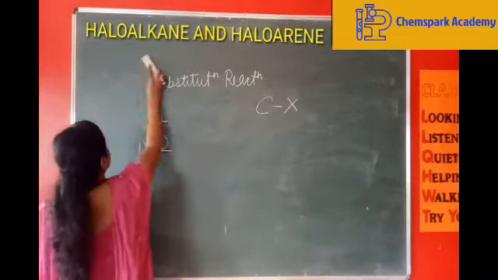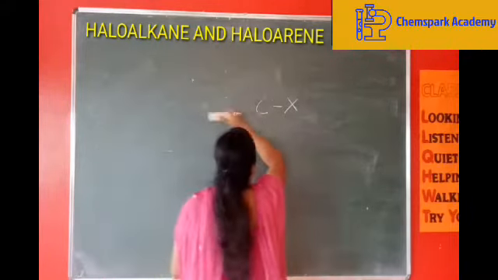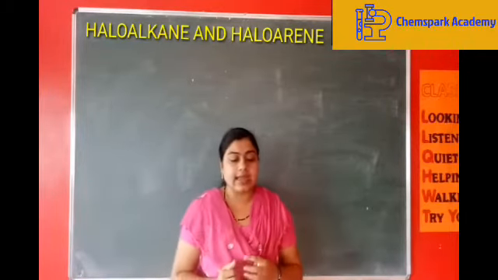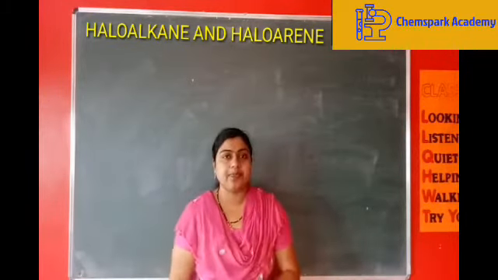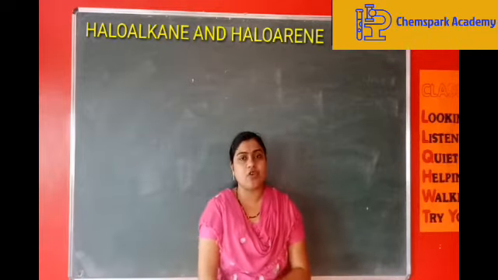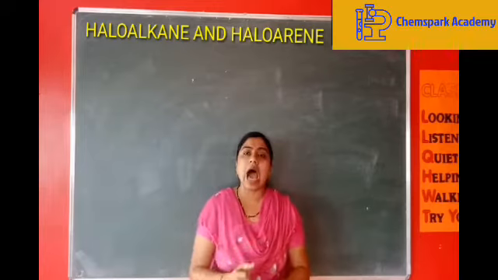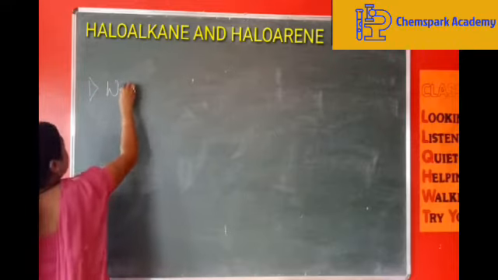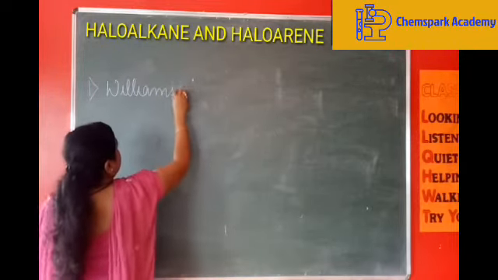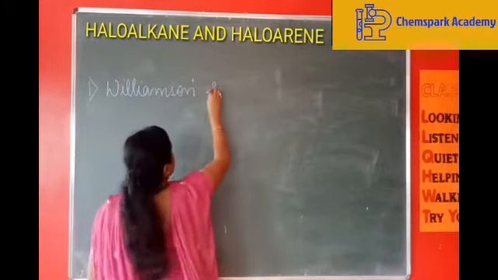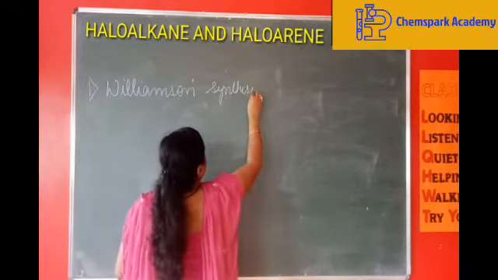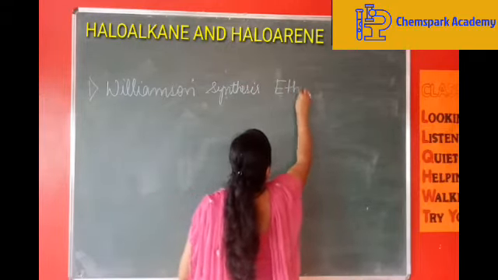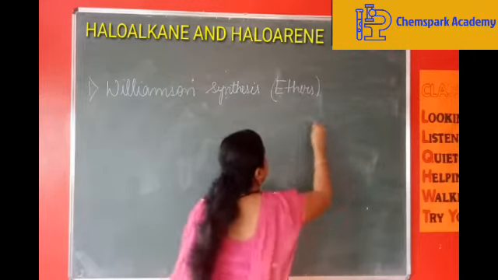The first chemical reaction of haloalkanes is the ether synthesis, and it is the Williamson synthesis. This Williamson synthesis is for the preparation of ethers, that is ROR. So the first one is the Williamson synthesis, where we will prepare ethers, and ethers are ROR.